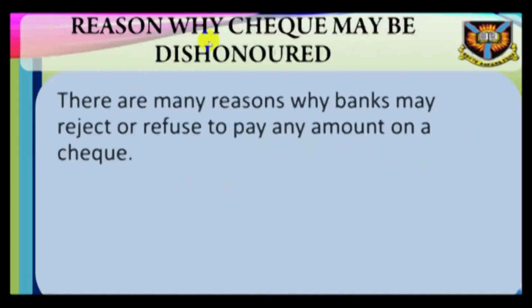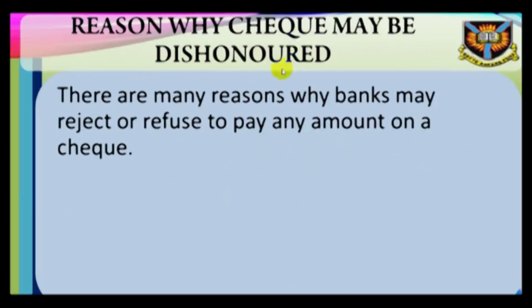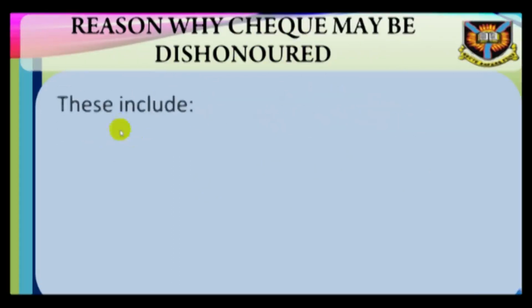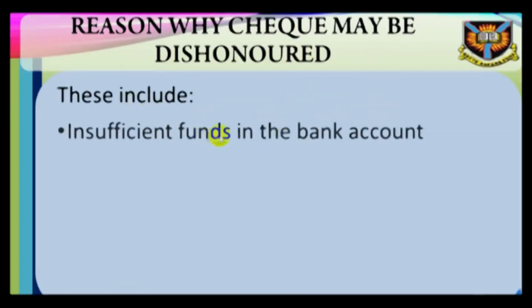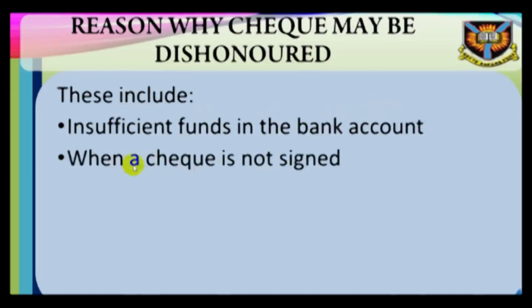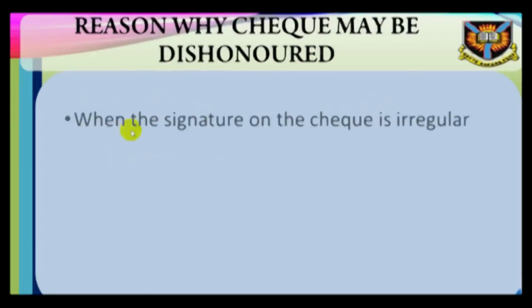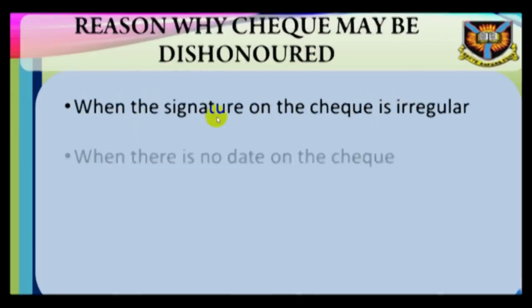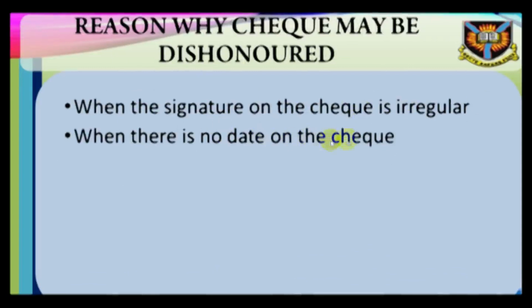Reasons why checks may be dishonored. There are many reasons why banks may reject or refuse to pay an amount on a check. These are: 1. Insufficient funds in the bank account. 2. When a check is not signed. 3. When the signature on the check is irregular. 4. When there is no date on the check.